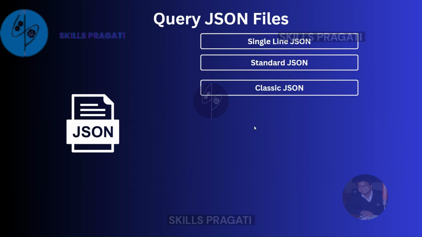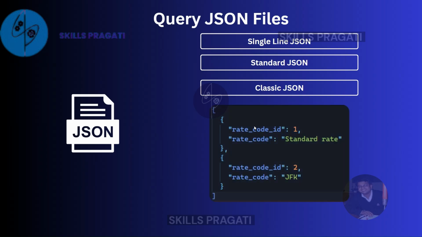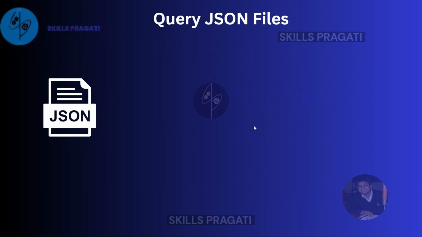Finally, we have fully formatted JSON files, which are commonly referred to as classic JSON or multi-line JSON files. These are very similar to the standard JSON in that many JSON documents are stored as one single array. The difference here is that individual JSON documents are nicely formatted into multiple lines, as you can see here.